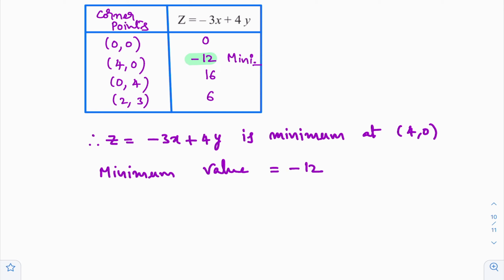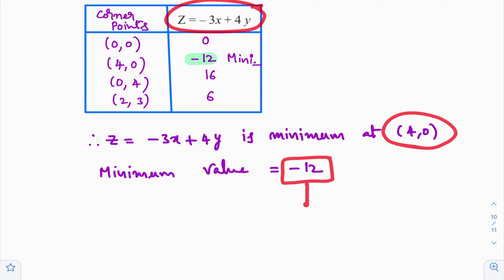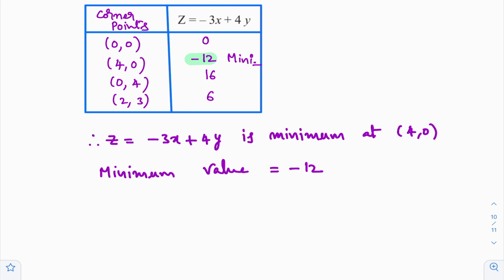They are asking us to minimize this objective function under certain constraints. So we came to know that this function is minimum at this point 4 comma 0 and its minimum value is minus 12. Hence this problem is solved. I hope you understand how to solve an LPP problem graphically.